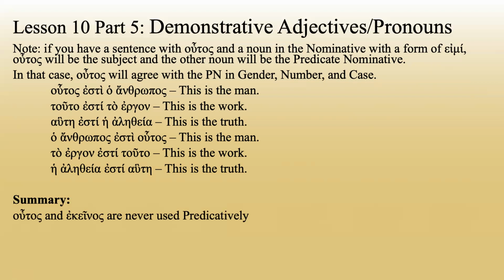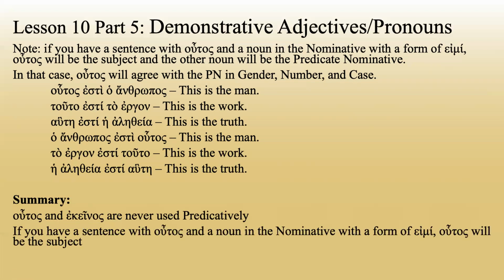Summary. Houtos and ekeinos are never used predicatively. If you have a sentence with houtos and a noun in the nominative with a form of eimi, houtos will be the subject. And just by way of note, you'll notice there were a couple that were typed wrong in here where there was a smooth breathing. There's never supposed to be a smooth breathing on houtos. It's always a rough breathing, houtos.